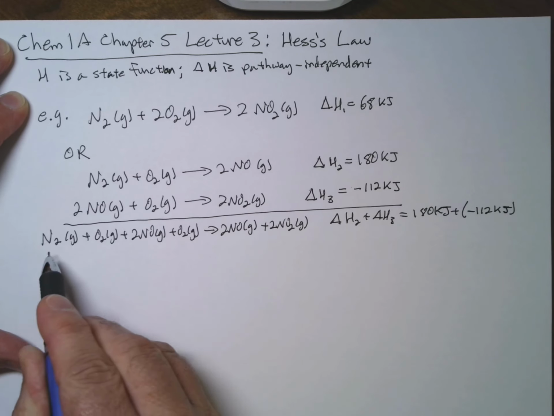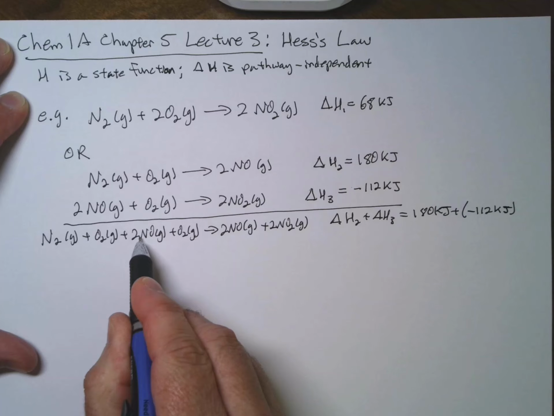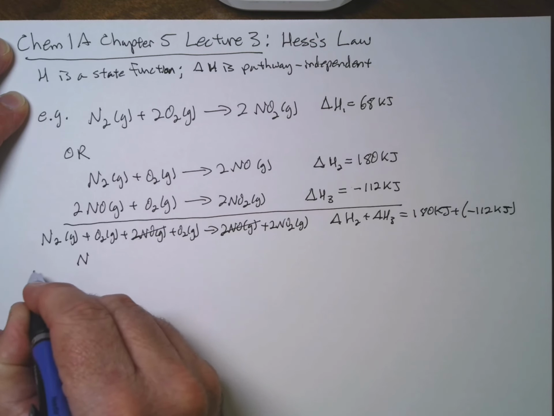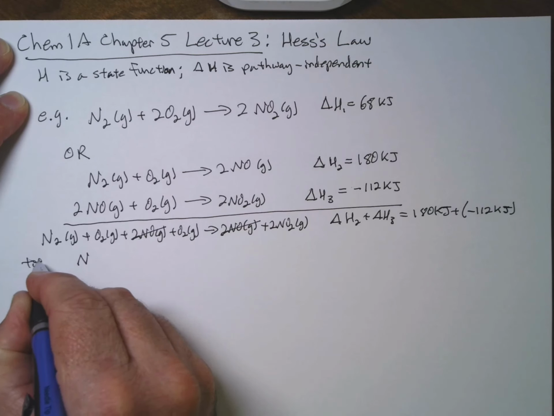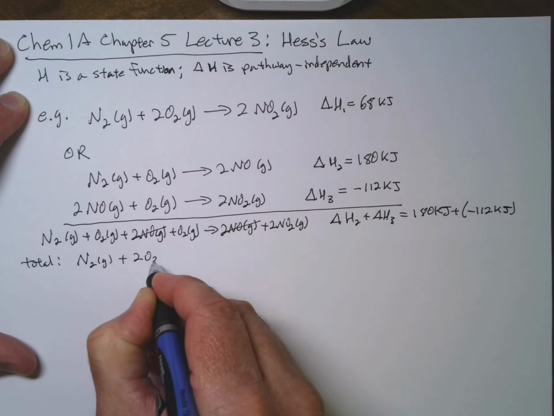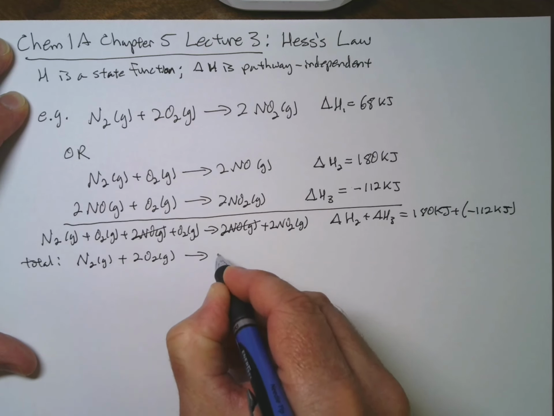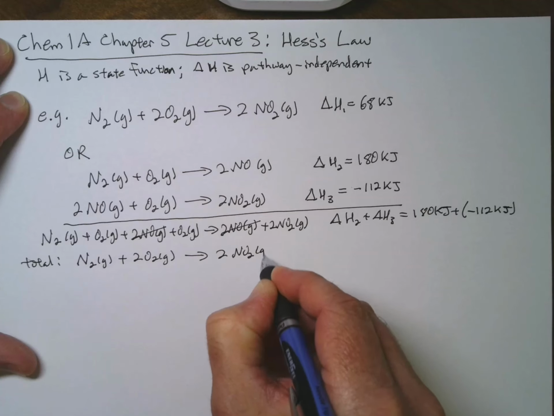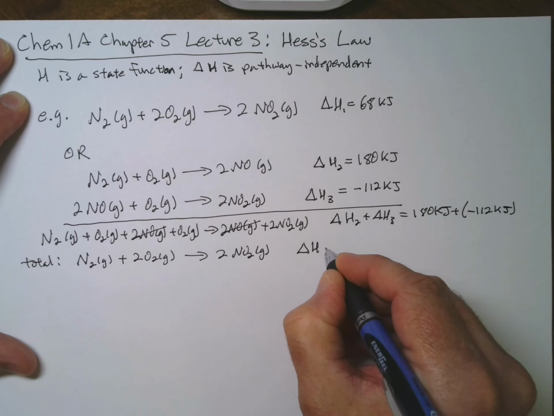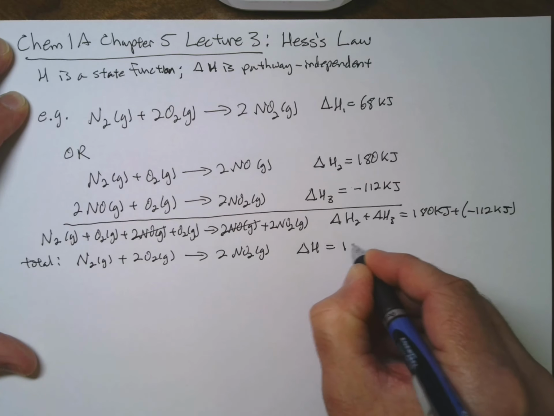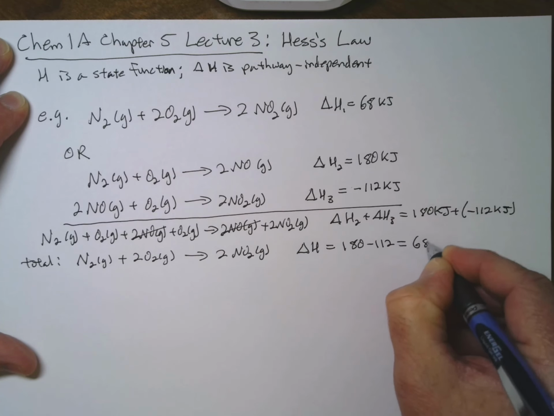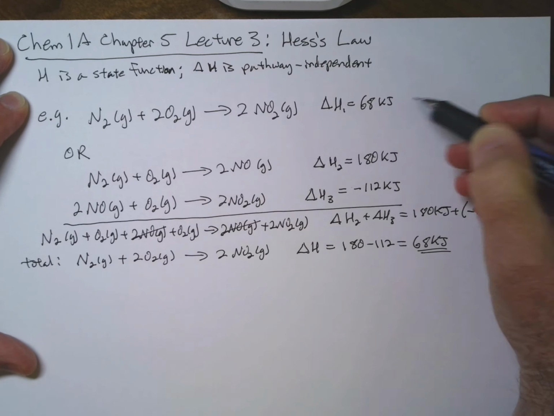So overall, let's see, I can collect my two O2s, my two NOs cancel, so these guys cancel out. So I have N2 gas plus 2O2 gas reacts to give 2NO2 gas, and delta H equals 180 minus 112, which is 68 kilojoules, which is what we said up here.